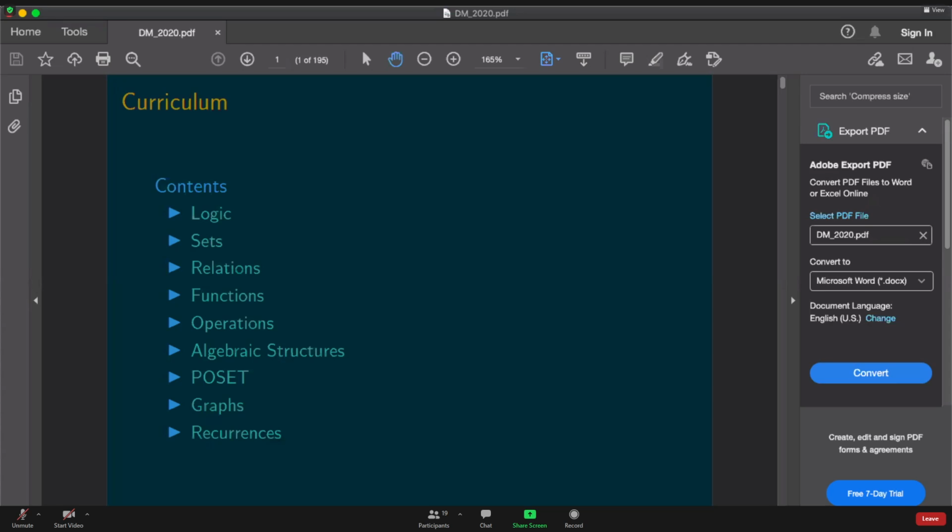Can you see the screen? Okay. Yes, sir, you can.